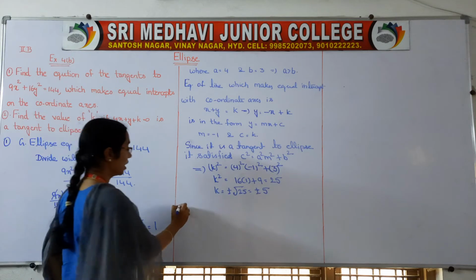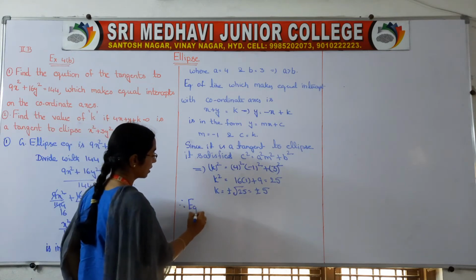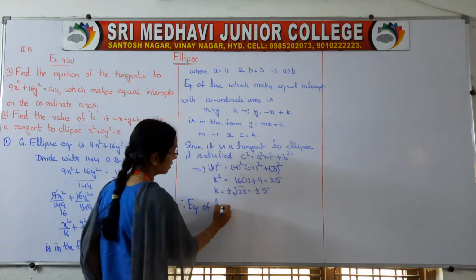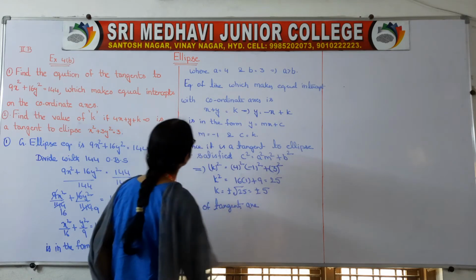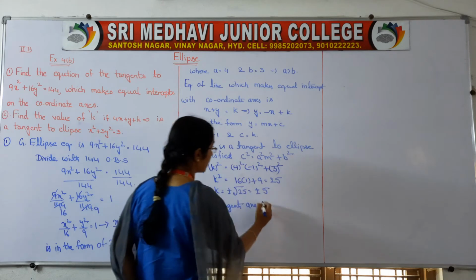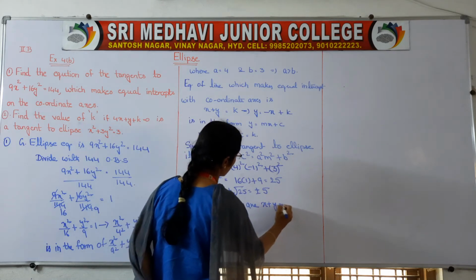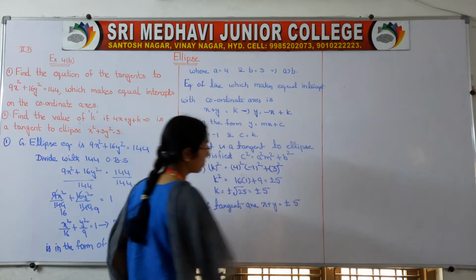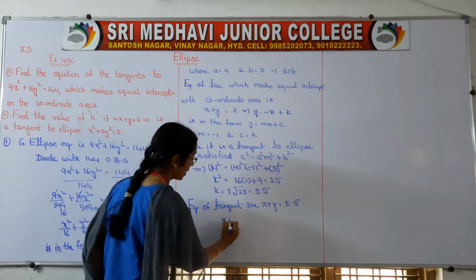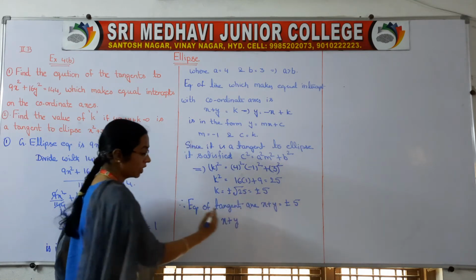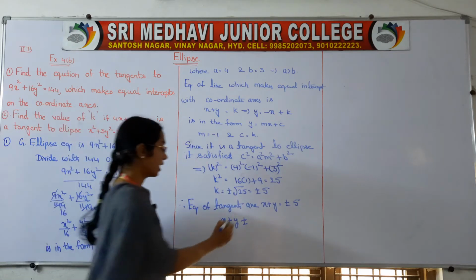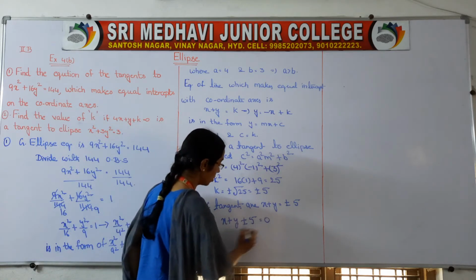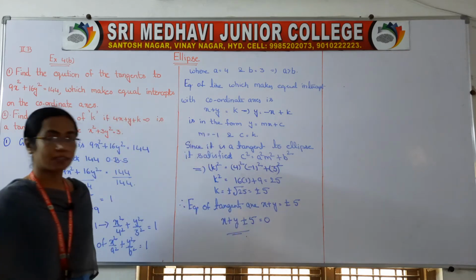Okay. So therefore the equations of the tangents are x plus y is equal to plus or minus 5. This can be written as x plus y, bringing this side, minus becomes plus, plus becomes minus, so x plus y plus or minus 5 is equal to 0. This is the answer.